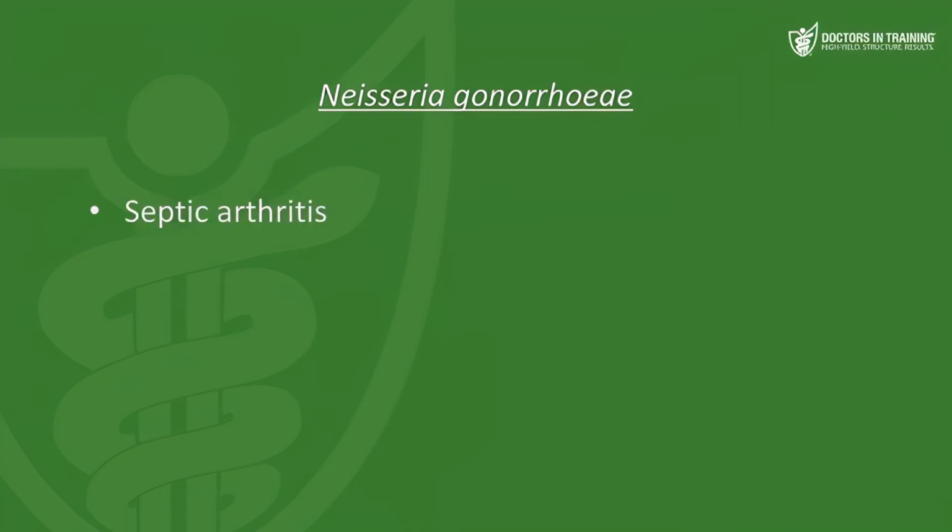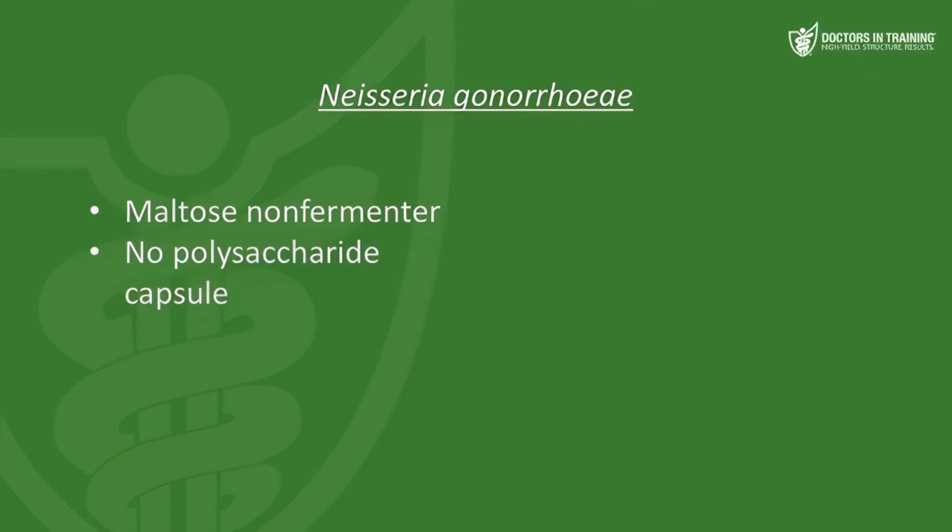If a 21-year-old sexually active person comes to your office with septic arthritis, the first three things on your differential should be gonococcus, gonococcus, and gonococcus. Now, babies can be infected while traveling through the birth canal and can get conjunctivitis. As we mentioned before, Neisseria gonorrhoeae is a maltose non-fermenter. Also, you should be aware that it does not have a polysaccharide capsule.